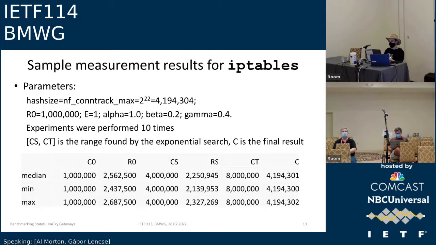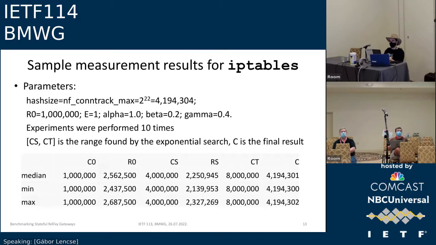Here are the results. In the first column, you see the C0 value, which is the safe value for the connection testing table size. With that value, I measured the connection establishment rate. It was R0. Then I always doubled the sizes. The last safe value was CS, which was 4 million. And CT was when the test failed, which was 8 million.